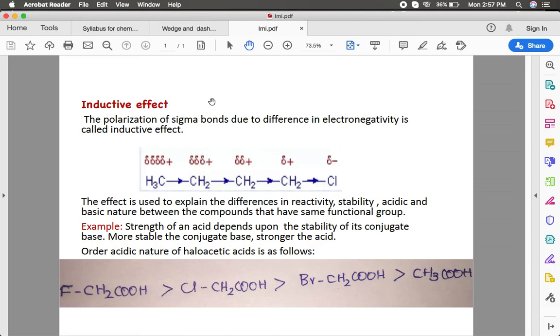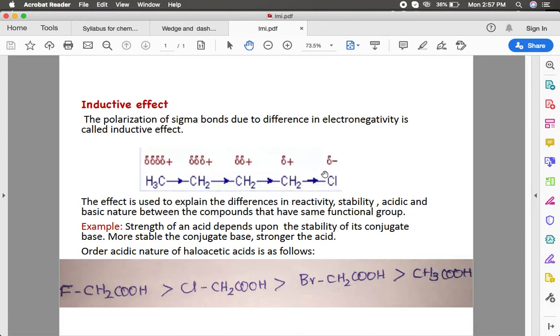Inductive effect. The polarization of sigma bonds due to the difference in electronegativity is called inductive effect. Consider this example. Chlorine is more electronegative than carbon. So the bonded pair of electrons are attracted towards chlorine. So chlorine gets a partial negative charge and this carbon gets a partial positive charge.